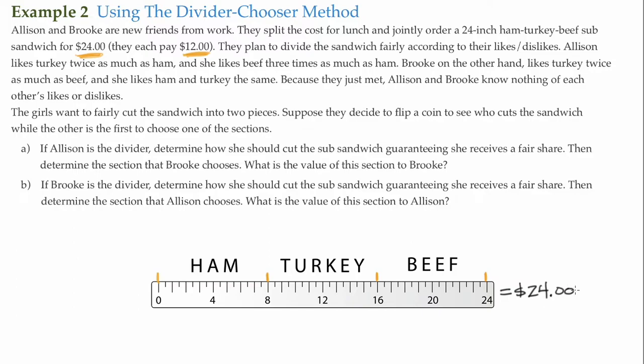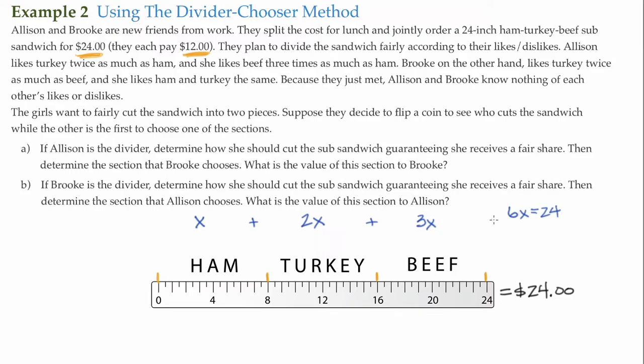And we do know what the value is for each portion in relationship to each other. So Allison likes turkey twice as much as ham. If we label the ham as X, I don't know how much, so we just label it as X, but we do know that she likes turkey twice as much as ham, so I can label the turkey as 2X. And then it says she likes beef 3 times as much as ham, so then I can label the beef 3X. I also know that when I add up these portions, they have to come out to be $24. So we'll do that. X plus 2X plus 3X. That's 6X. That has to equal the $24 of the sandwich.